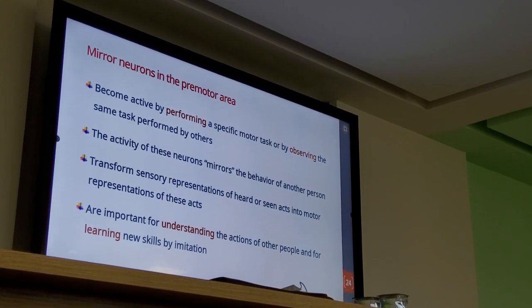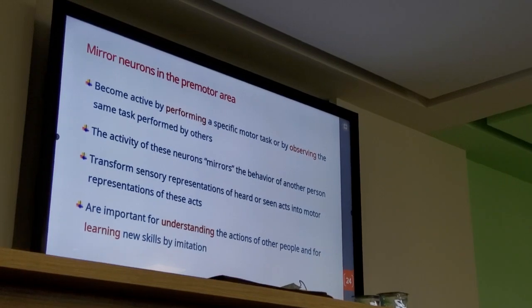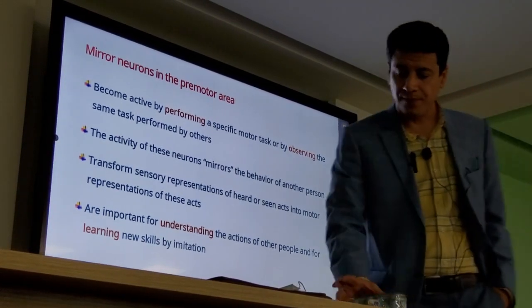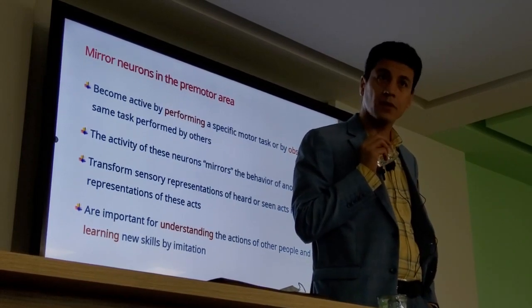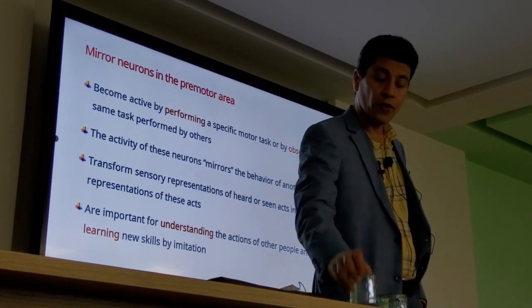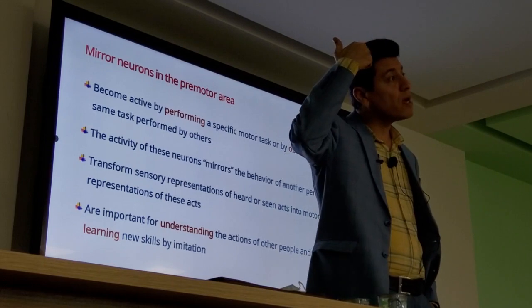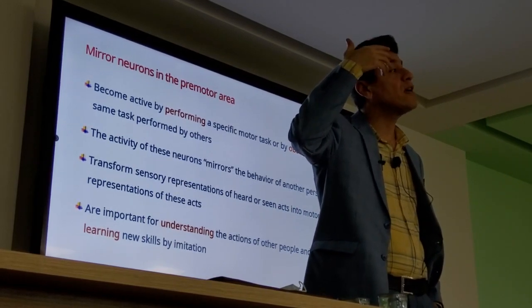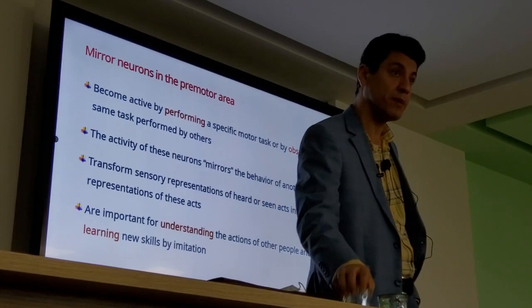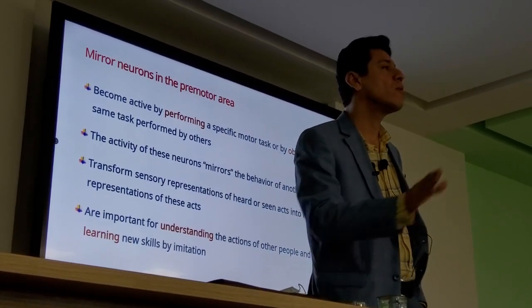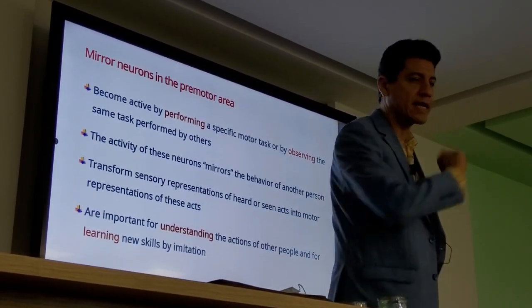Got it? So we call this mirror neuron. So for example, I do this movement. Okay? So for doing this movement, some neurons in my premotor cortex should be activated before the movement, when I plan for this movement. Right? So these neurons are activated.